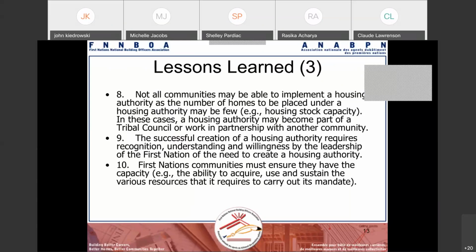Number 9, the successful creation of a housing authority requires recognition, understanding, and willingness by the leadership of First Nations on the need to create a housing authority. I think that's really the big question: how does leadership move forward to say, yes, I like the idea of a housing authority? Because if they acknowledge the need for a housing authority, a lot of the chiefs and councils will lose complete control on the allocation of housing and the politicization of housing allocations.